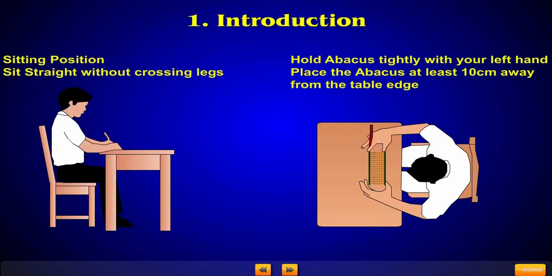Sitting position. Sit straight without crossing legs. Hold abacus tightly with your left hand. Place the abacus at least 10 centimeters away from the table edge.